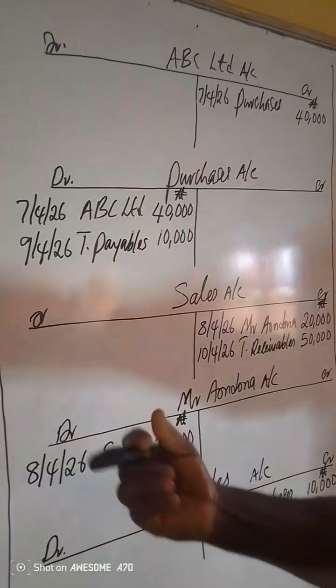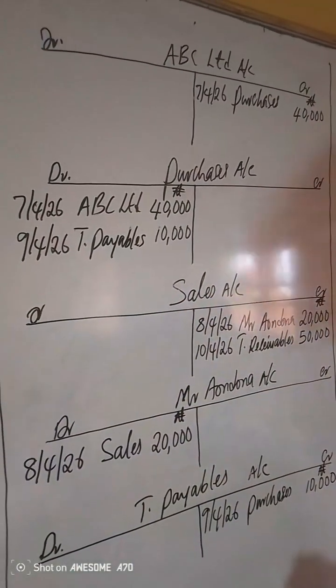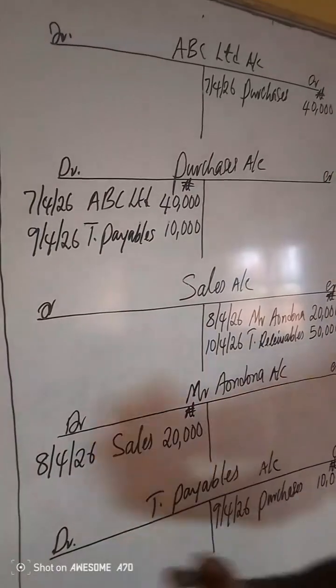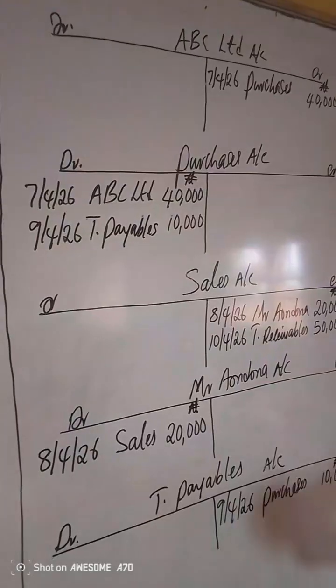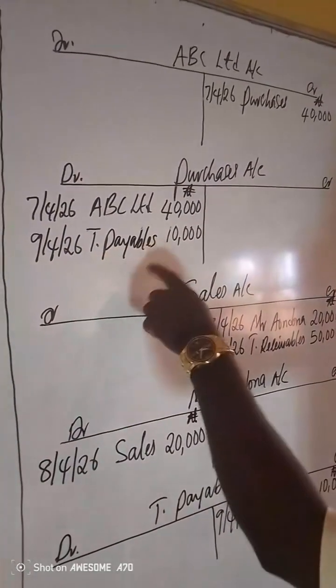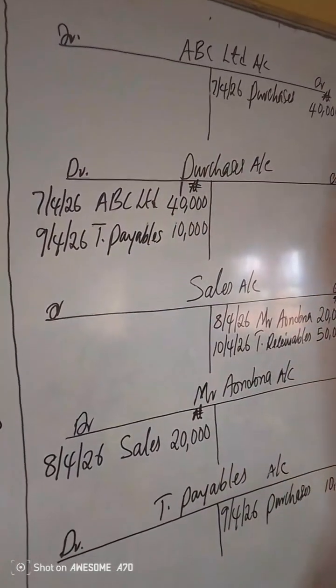the giver account, gives, and purchases is the receiver account, which is what the business is receiving. Mind you, I am still emphasizing that the receiver account is what you receive. Trade payable gives and purchases is received by the business through trade payable, and the amount is 10,000.